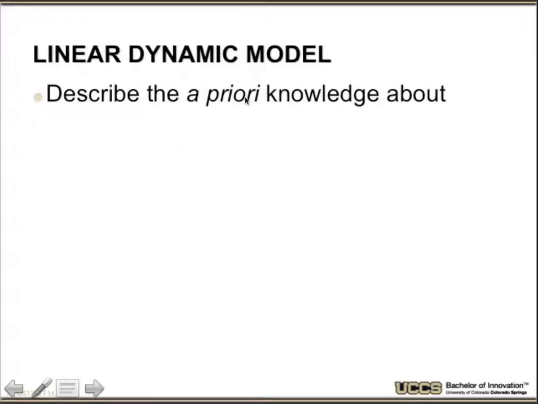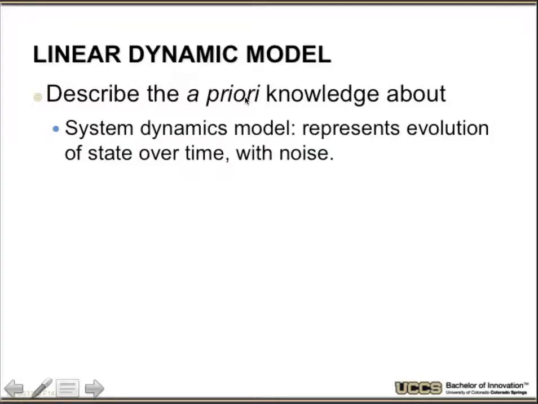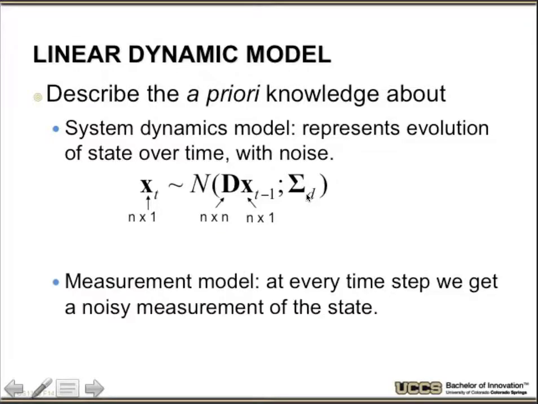So in our linear dynamic model, we describe the a priori knowledge about the system dynamics, which represents how things are going to evolve with noise. So I have my state vector as Gaussian with mean d and covariance matrix. Okay, now if we think about these as matrices, X is n by 1, our transition matrix is n by n, and n is our state vector. What's the covariance matrix? It's also n by n.